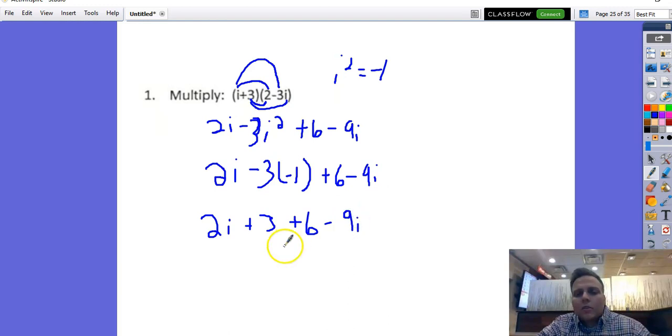Now I'm going to put like terms together. 3 plus 6 is 9. 2i minus 9i is negative 7i. And there you go. That's how you do that problem.